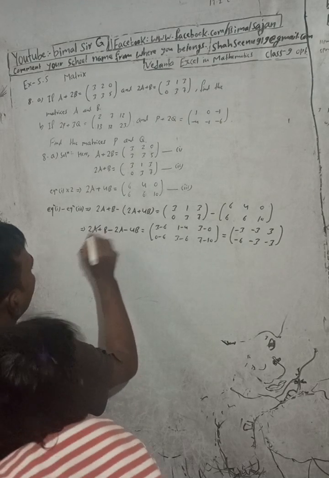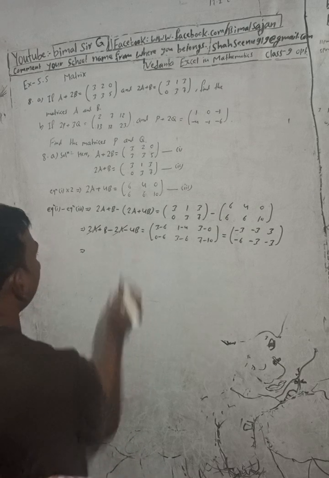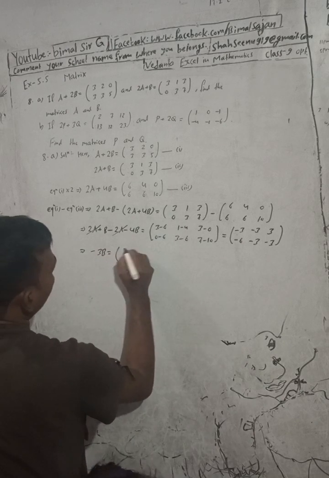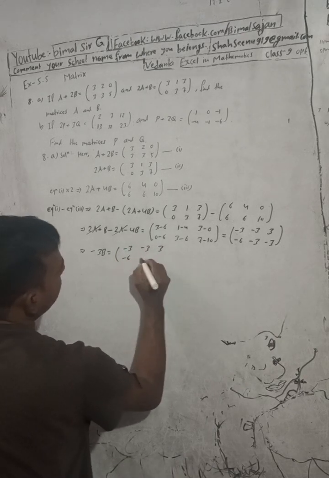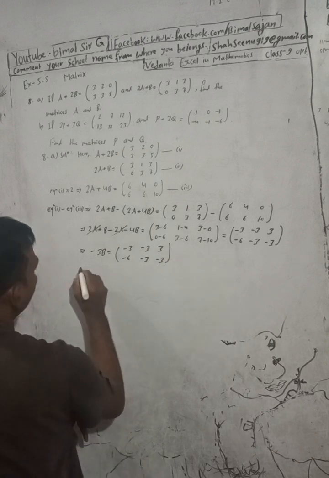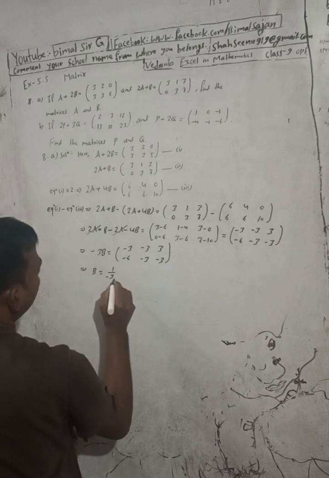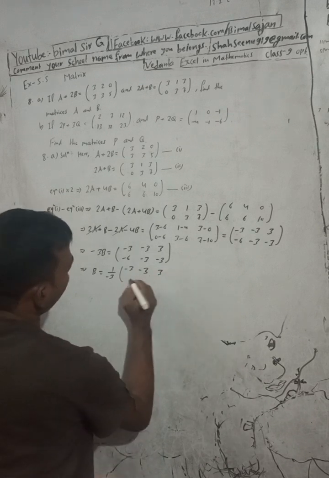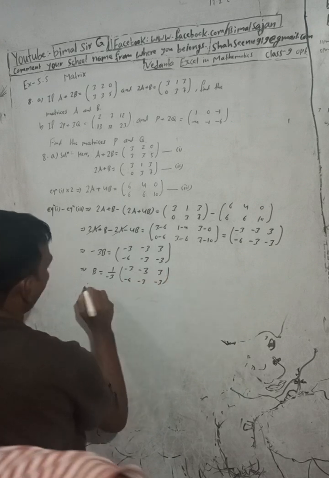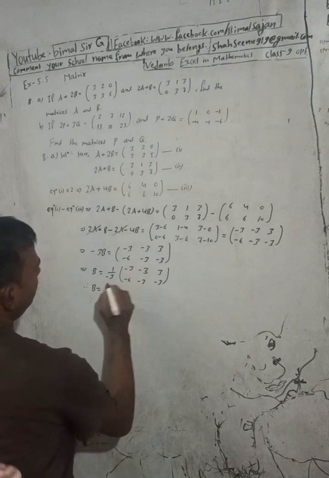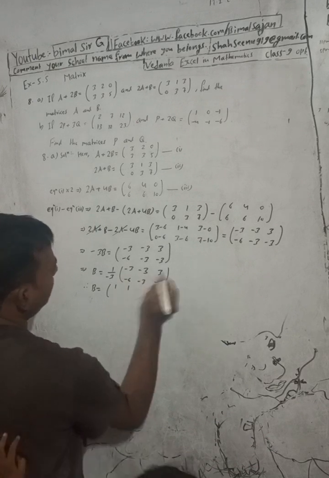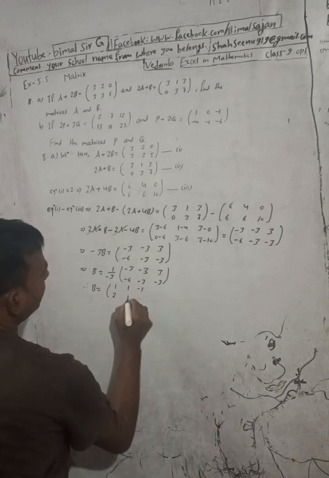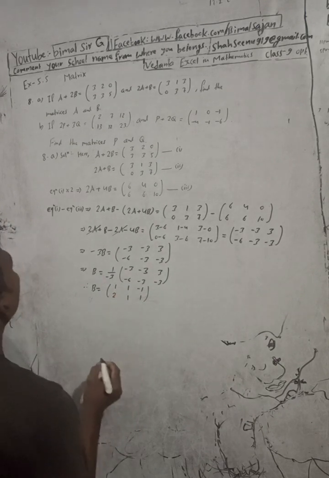Here 2A minus 2A cancels, and minus 4B plus B gives minus 3B. So minus 3B is equal to the matrix we got. Now we write B is equal to this divided by minus 3. When you divide by minus 3, this will be plus 1, plus 1, minus 1, and 6 divided by 3 is 2, plus 1, plus 1. So B is equal to this matrix. We got the B matrix.